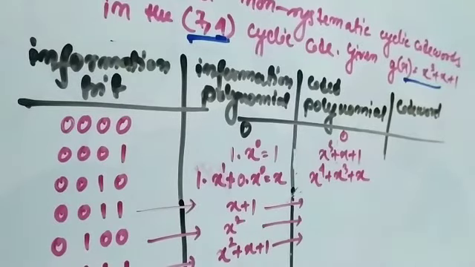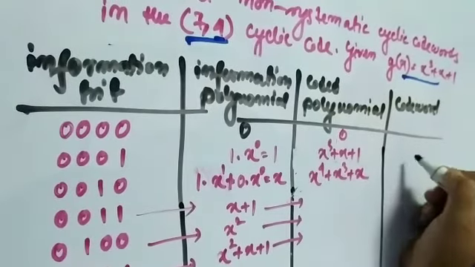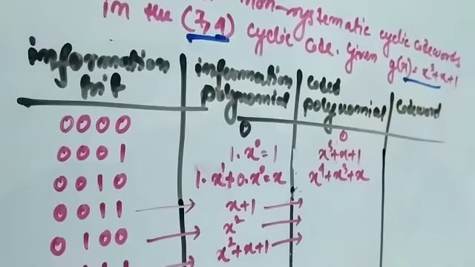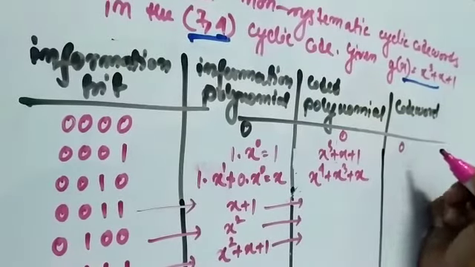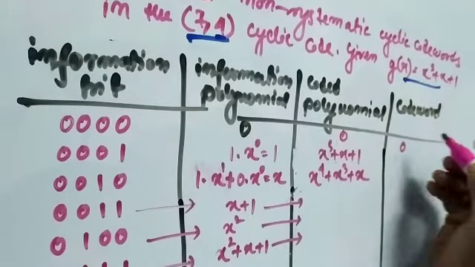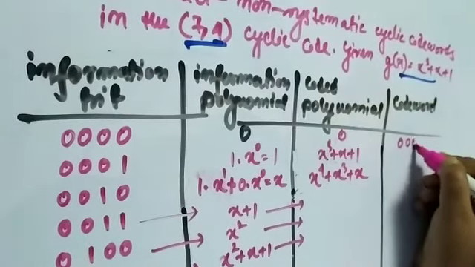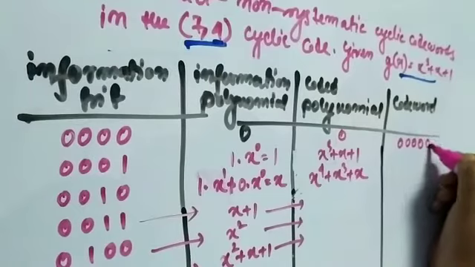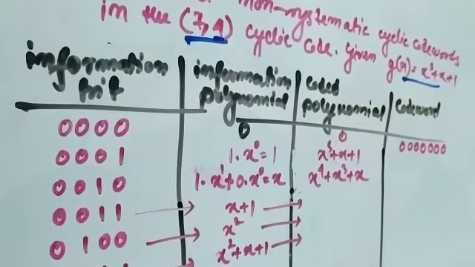Now, the coded polynomial, this code word, is all 0. Therefore, they are all 0. There are 7 bits, so n is 7. Therefore, the number of message bits is 4 and the number of parity bits is 7 minus 4, that is 3. So, we can write the code word as 0, 0, 0, 0, then 3 parity bits. So, all are 0.